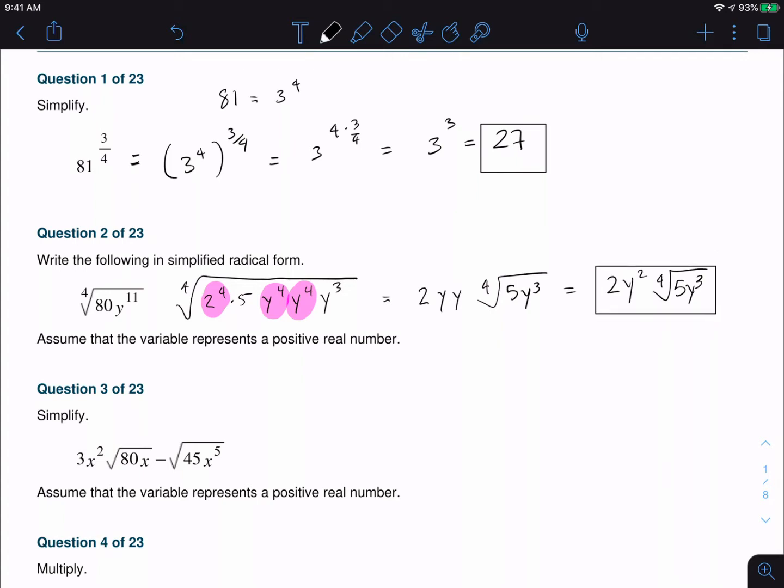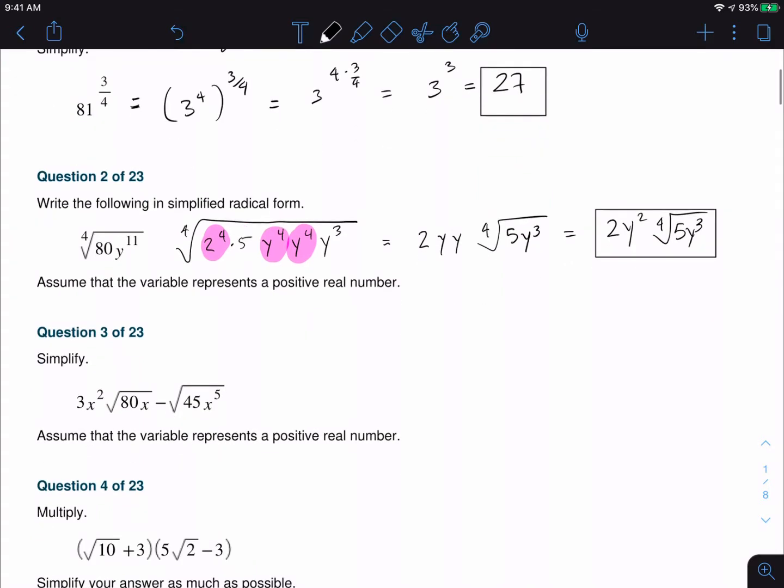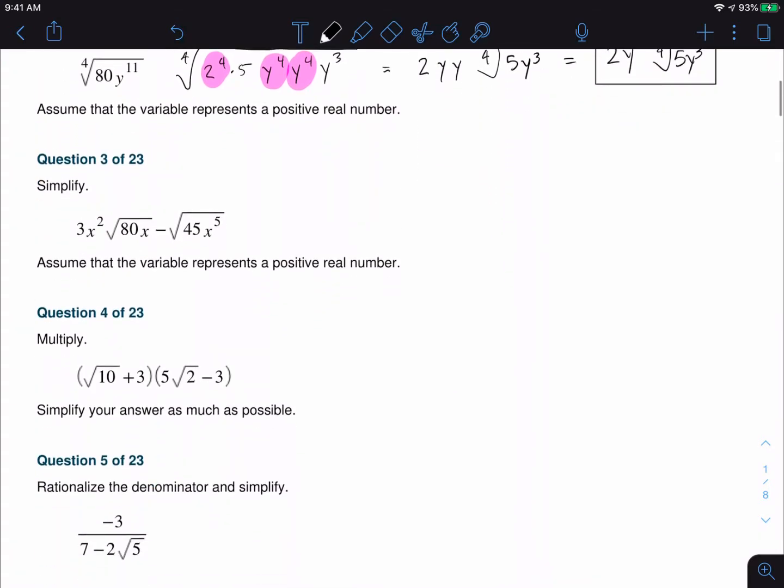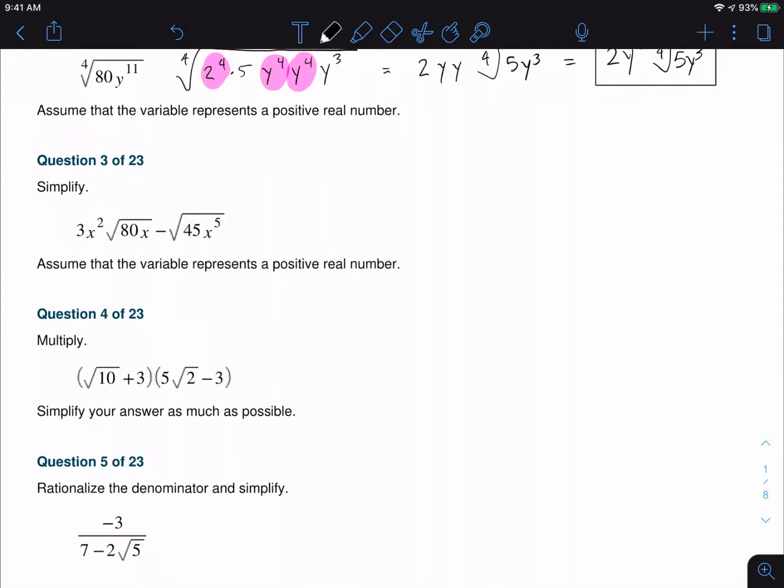Okay? And again, I just happen to know that 80 was 16 times 5. Obviously, for some of you, that'll take a little bit of practice, but you're allowed to use a calculator, so it should be something that you can do. Okay, for number 3, in order to simplify it, our root has to be the same.